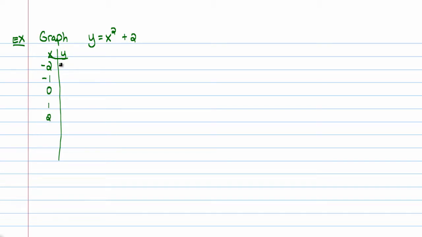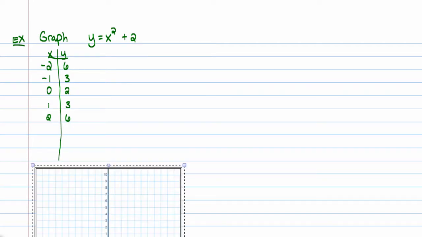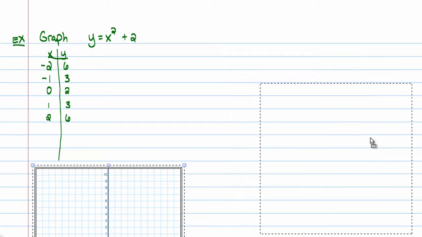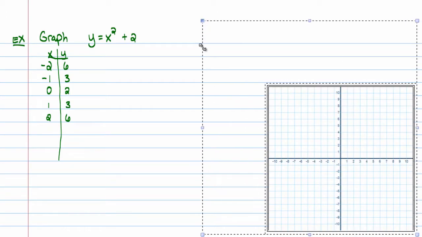When I plug in these points, I'll get 4 plus 2, which is 6. I'll get 1 plus 2, which is 3. 0 plus 2, which is 2. 1 plus 2, which is 3. And 4 plus 2, which is 6. And I'll go ahead and plot these points. Bring this on over. Expand it out a little bit.